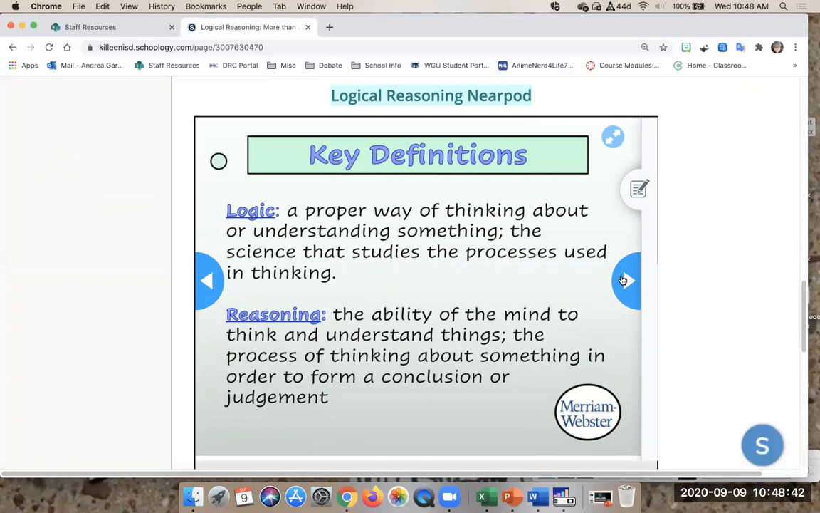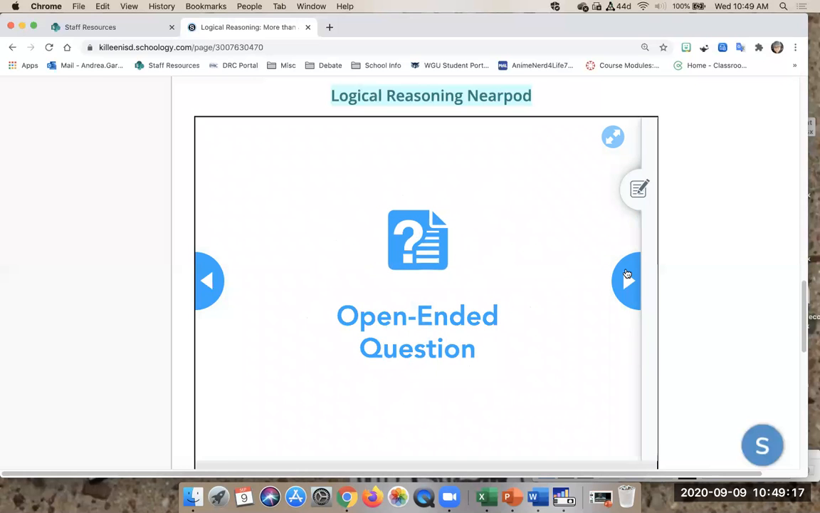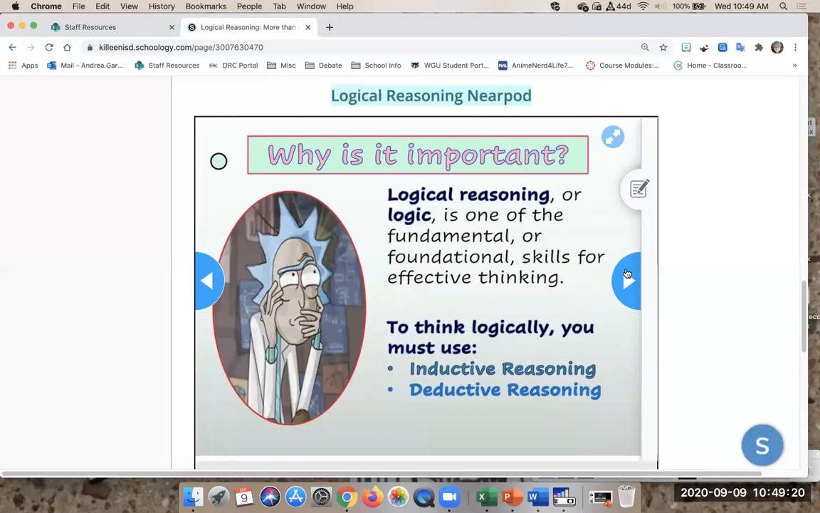How do we prove what we think, right? So there's a common phrase, I think, therefore I am, right? It's our thinking that makes us who we are. So that's logic. But reasoning is the ability of the mind to think and understand things, the process of thinking about something in order to form a conclusion or judgment. So if you put those two together, logical reasoning is basically the processes we use in thinking to come up with our conclusions. Neat. Keep that in mind, because the open-ended question is going to be for you to combine and create your own definition of logical reasoning, okay?